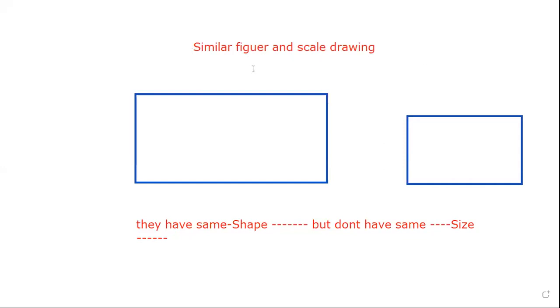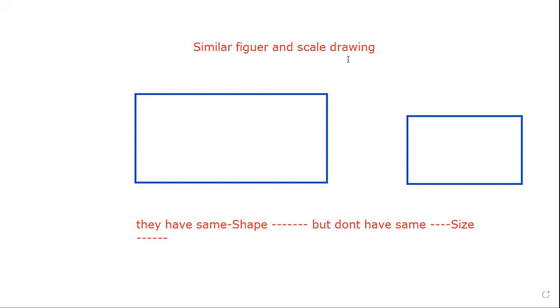If I ask you to draw your school, it will be the opposite. They have the same size, but they don't have the same shape. If we want to talk about a scale drawing, let me say something. If you want to draw your school on a small paper, can you draw your school or not?